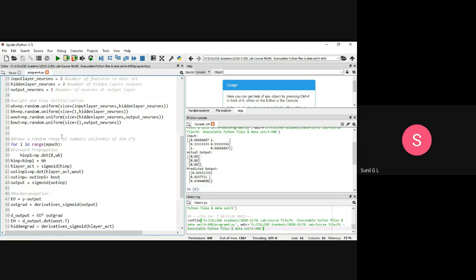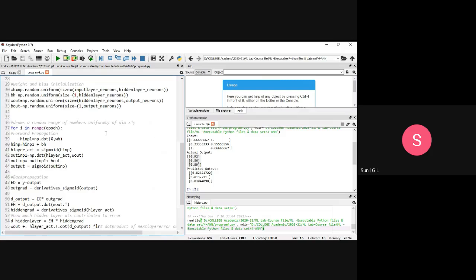Now we need to calculate. For i in the range of epochs, the 7,000 iterations, we need to do these things. First, we multiply the input with the weights, which we do here with np.dot. Dot is nothing but the multiplication of the input x with the corresponding weight. We get the summation of the multiplication of input with the weights. Then after that we are applying the bias.